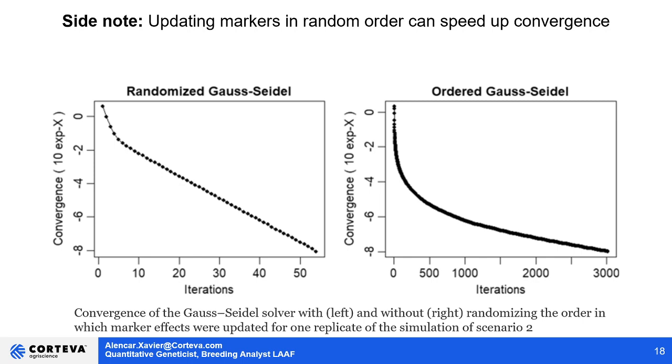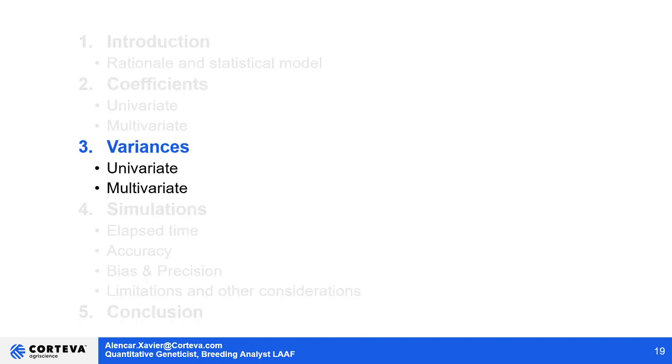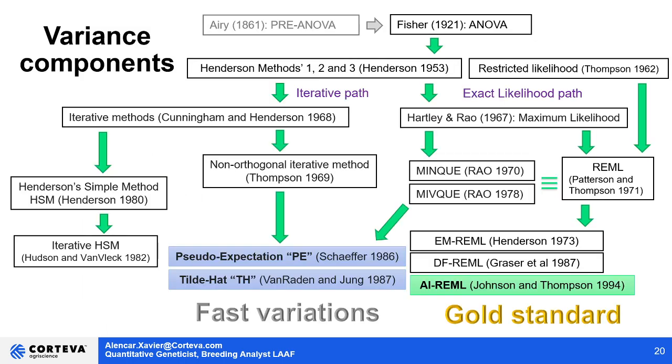In fact, the randomized Gauss cycle is something that came from the machine learning literature as opposed to the classical quantitative genetics statistics literature. Alright, so now that we know how to update the marker effects, you may be wondering, where do we get those variance components from, right? So I'll briefly show where we're getting those variance components in the univariate and the multivariate case.